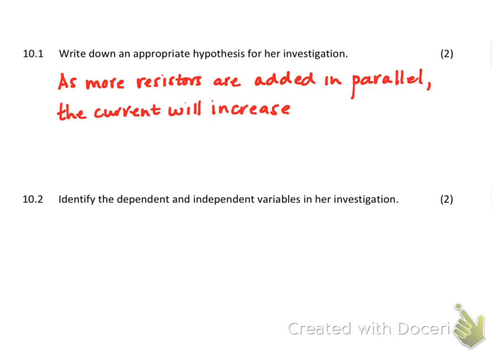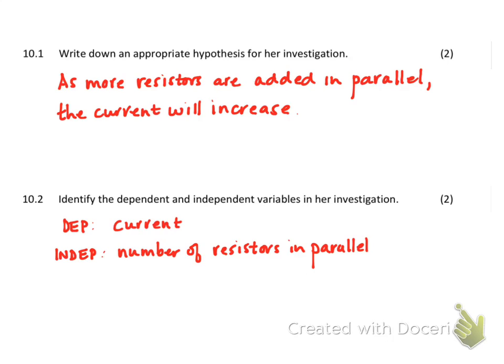10.2 asks you to now state those two variables. The dependent variable we said was current, and the independent variable, the number of resistors in parallel.